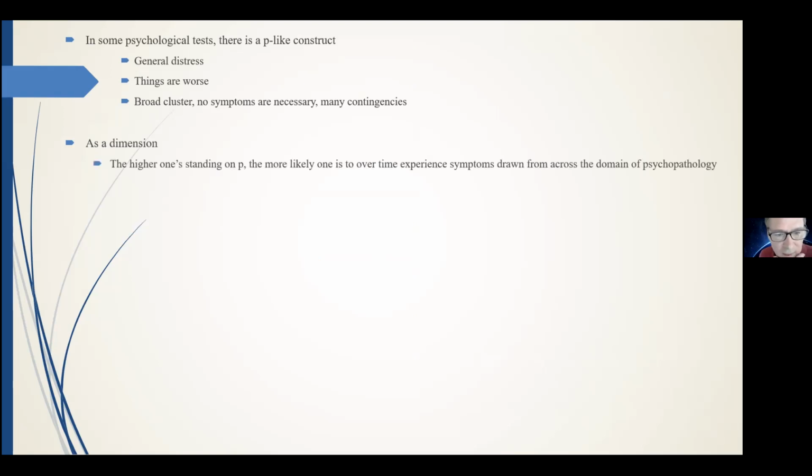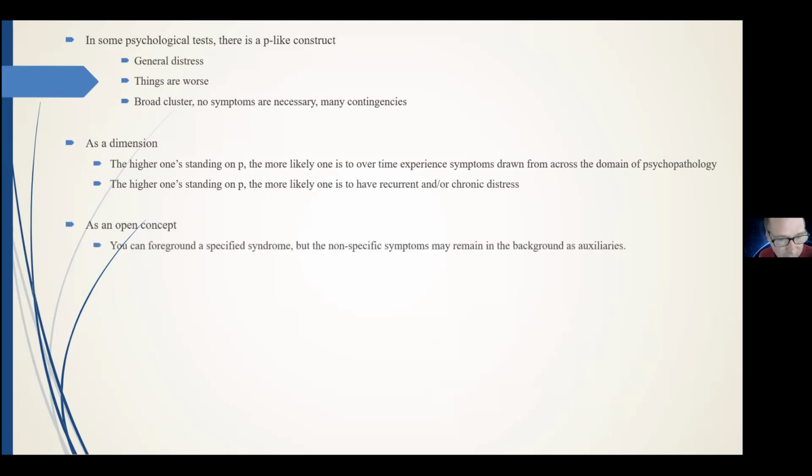The higher one's standing on P, the more likely one is to experience, over time, symptoms drawn from across the domain of psychopathology. The higher one's standing on P, the more likely one is to have recurrent or chronic distress. Now, as an open concept, based on what I said earlier, you can foreground a specified syndrome, but the non-specific symptoms, the auxiliaries, you can call them P, are going to remain in the background. It's not like they're not there.